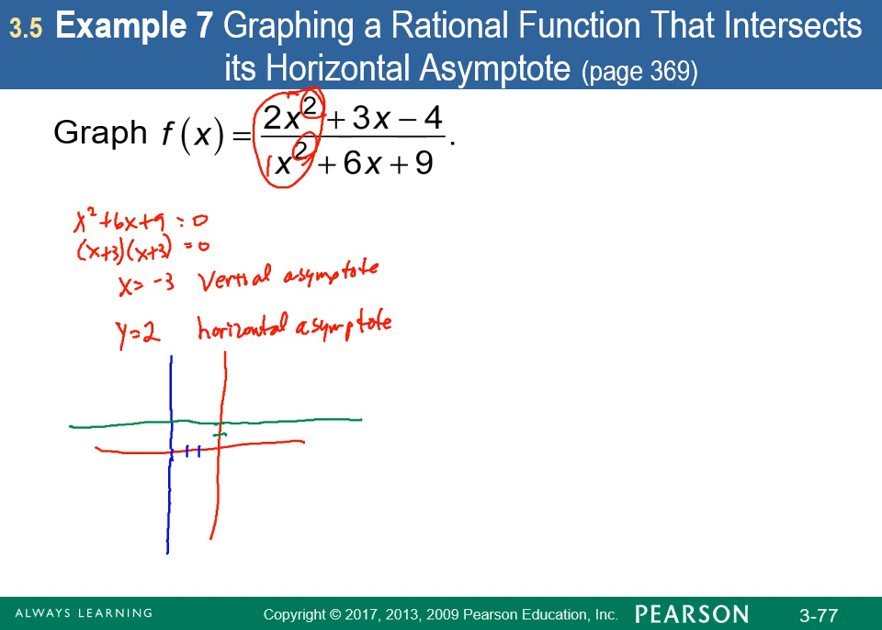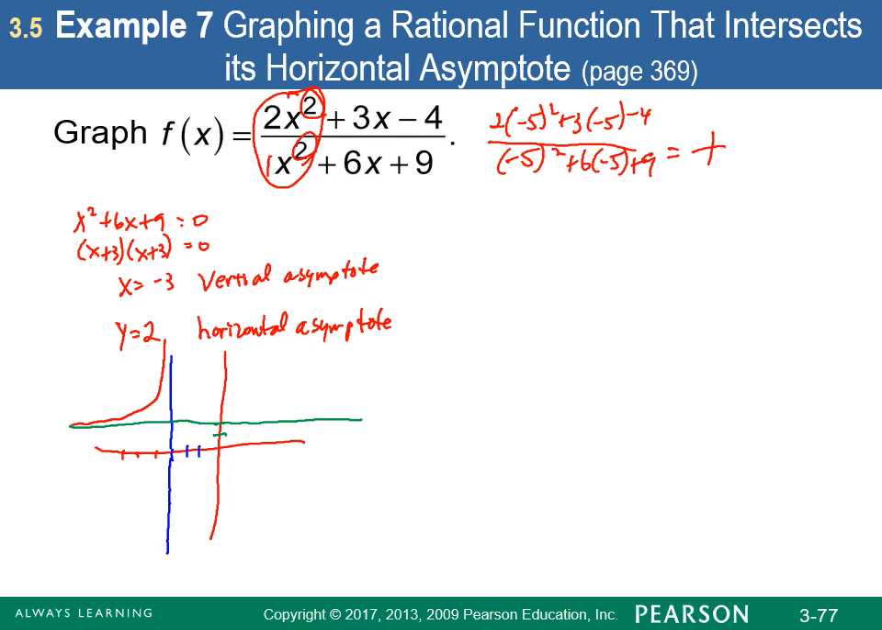So, if I were to choose a number, for example, here's negative 3, this would be negative 4, negative 5, negative 6. If I take a number like negative 5 and plug it in place of the x, 2 times negative 5 squared plus 3 times negative 5 minus 4 over negative 5 squared plus 6 times negative 5 plus 9. Now I'm going to spare you all the details of doing that calculation, but you get the point. Plug it in and see what you get. Now this comes out to be a positive number. In fact, it comes out to be above the green line. It has got to curve up along the blue line.